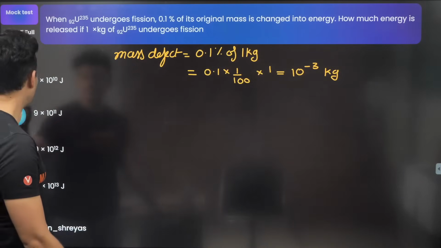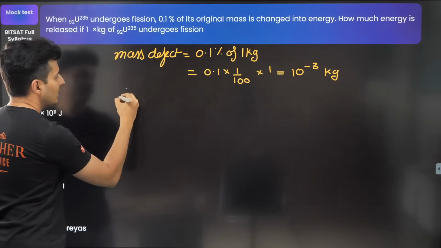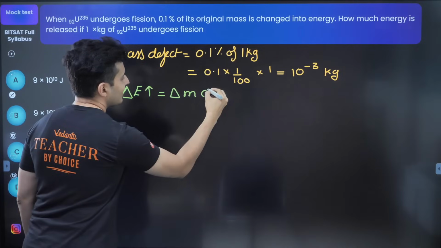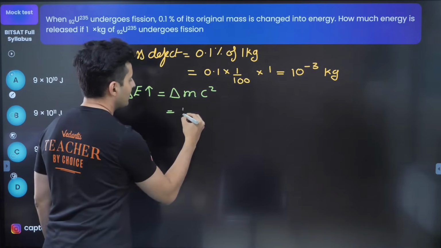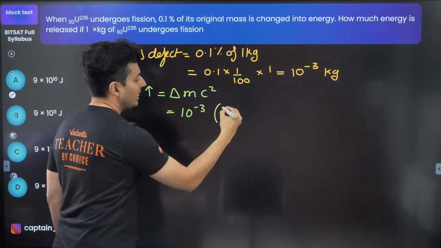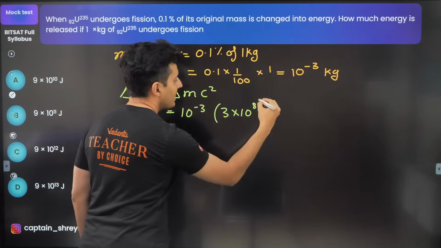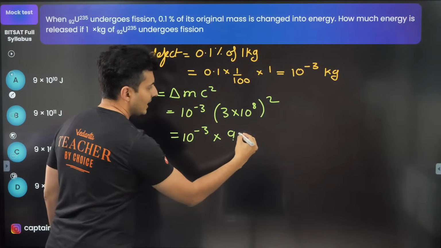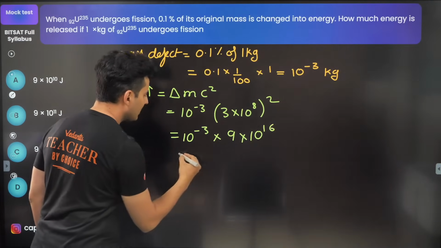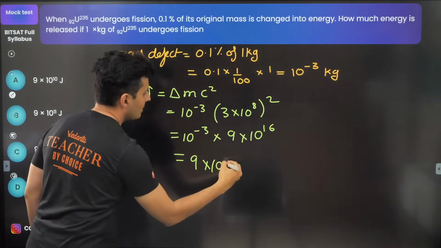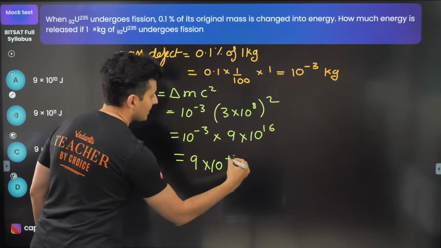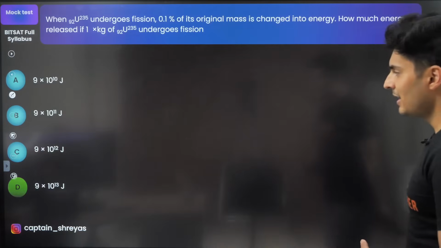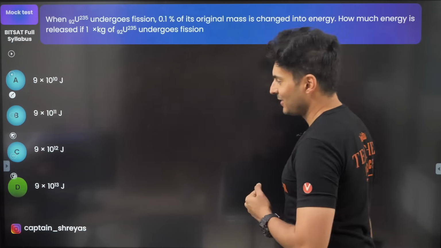How much energy will be released because of that? So the energy released because of this would be delta m c square. Delta m is 10 to the power minus 3. Speed of light is 3 into 10 to the power 8 whole square. So this will be 10 to the power minus 3. 3 square is 9. This will be 10 to the power 16. So 9 into 10 to the power plus 13. That's it. That's the answer. Just check it out if it is there. Yep, option D it is.